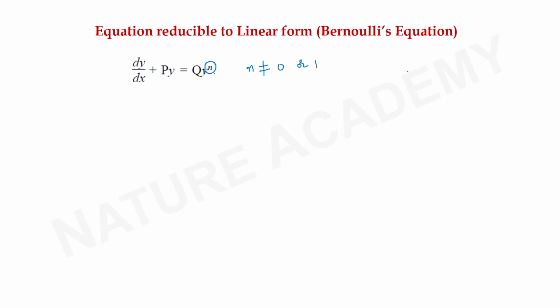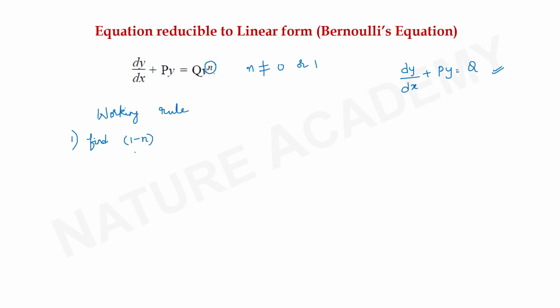Note that in the linear differential equation, the differential equation was of this form: dy by dx plus py is equal to q. That means there was no y associated with q in that form. Now in this Bernoulli's equation, there is a y associated with q and there is a power n to that y. So this can be reduced to this type of equation, the linear form, and then the general solution can be found.